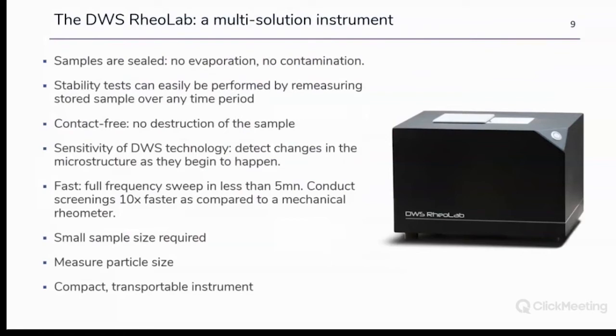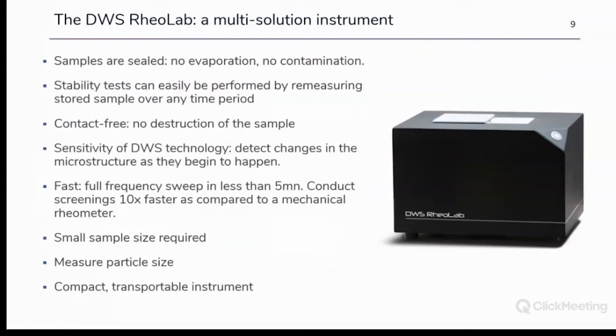Various changes can be applied to the sample, but we can always remeasure them as they are in the cell, or for people who would like to be a bit more precise, in the packaging. Now, something else that is very important with DWS is how sensitive the technique is. And that is because we use very high quality optics in these instruments. With such high quality optics and fast detection with fiber optics, we can actually detect changes in the microstructure just as they start to happen in the sample.